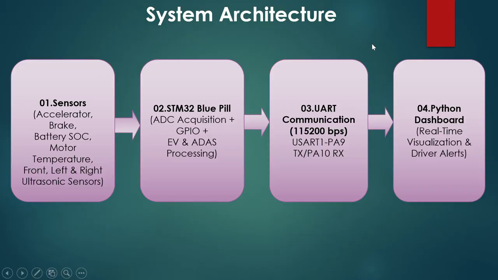So the system architecture consists of 4 stages. First one is sensor. The sensor data is processed by the STM32 Blue Pill, which calculates electric vehicle parameters and executes ADAS algorithms. The processed data is transmitted using UART communication at 115200 baud rate. Finally, the Python dashboard receives the telemetry and displays all the electric vehicle parameters and ADAS alerts in real time.